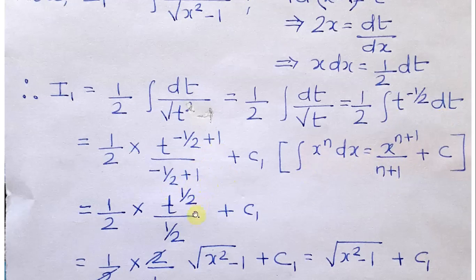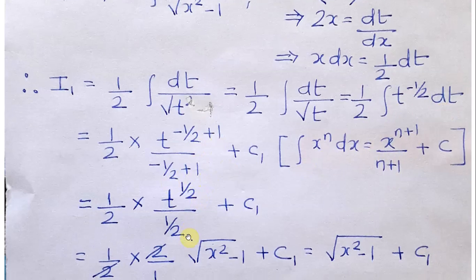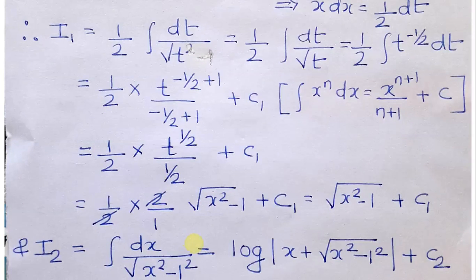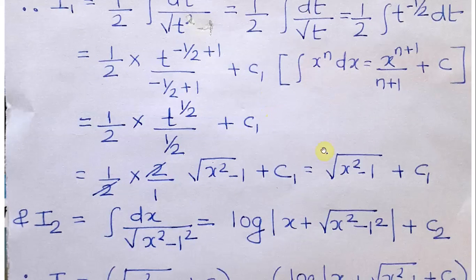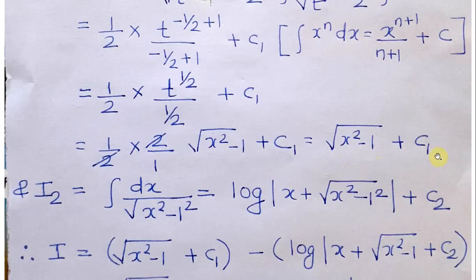That will become 1 by 2, and this 1 by 2 which is in the place of denominator will come at the place of numerator, meaning it will be reciprocal, becomes 2 upon 1. And here the power 1 by 2 I am writing as a root, and the value of t I am writing as x square minus 1, plus here a constant, I am supposing c1, because I am finding integration 1, so I am supposing the constant c1. Okay, so the final value is coming: under root of x square minus 1 plus c1.